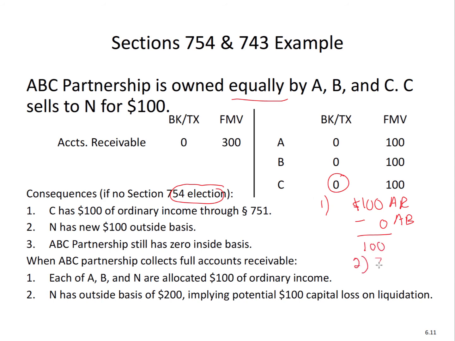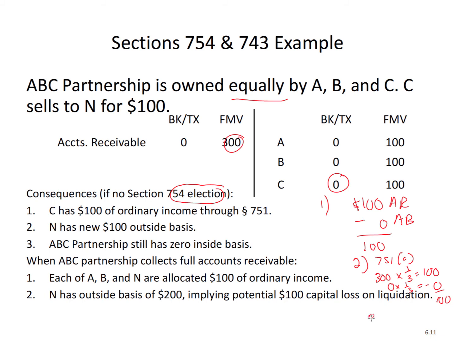Step two, we apply 751 with respect to the asset. There's a $300 asset. It's accounts receivable. That's a 751(a) asset. So we take 300, which is the accounts receivable fair market value, times 1/3. That's 100. And the basis is 0, so 0 times 1/3 is 0. And we're going to subtract away that 1/3 portion of the basis. And that gives $100 ordinary income to C.